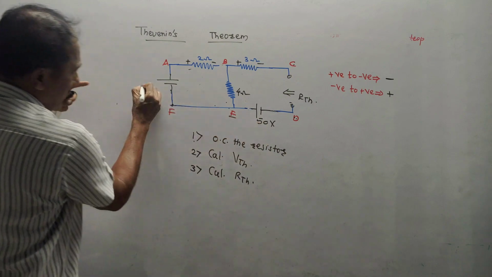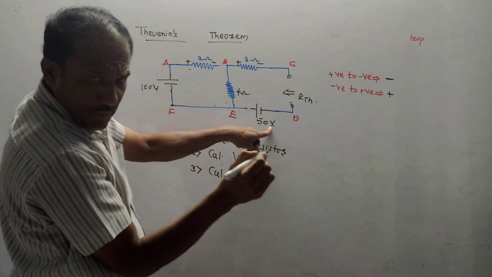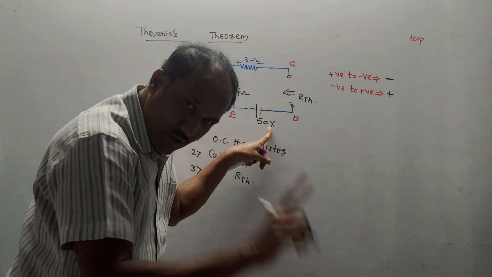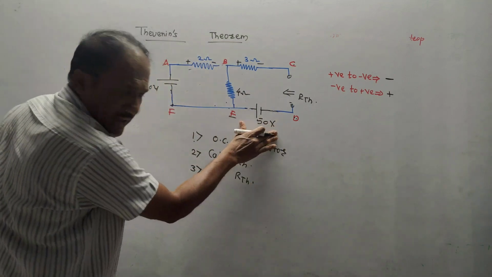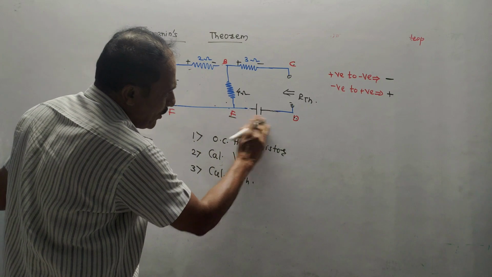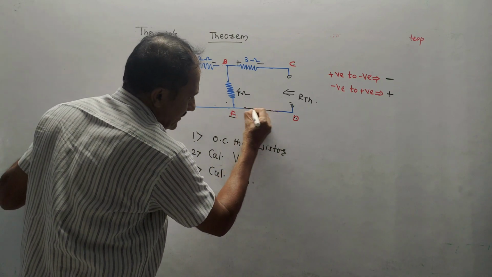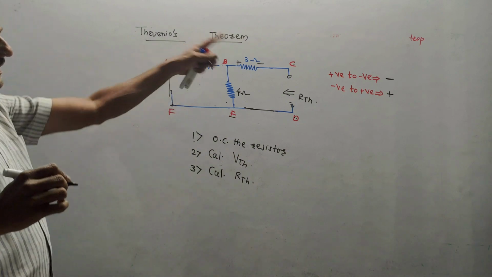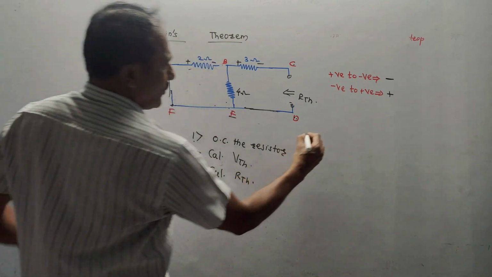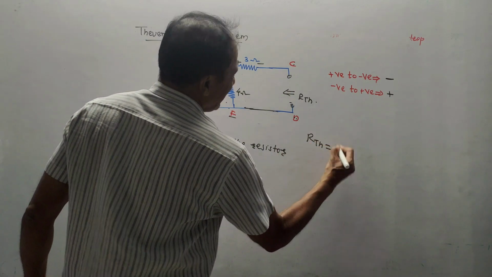So there are two voltage sources. One is 100 volt, another is 50 volt. What's the rule? To calculate RTH, Thevenin's equivalent resistance, wherever voltage sources are there, remove it and simply short circuit it. Join it by the wire. Similarly, remove this, join it by the wire. This is the resultant circuit. If you want to calculate RTH in this case, see, make the thing simple.